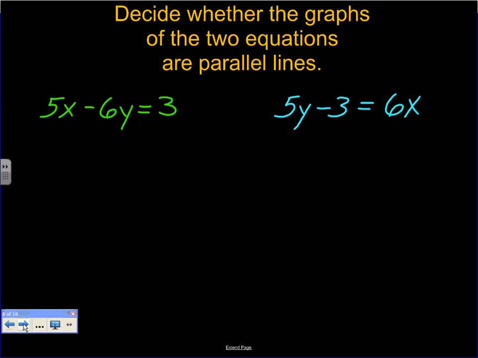Here's another example that you can work out on your own. Go ahead and pause the video, take a few moments to work this out, and then I'll work through the solution in one moment.